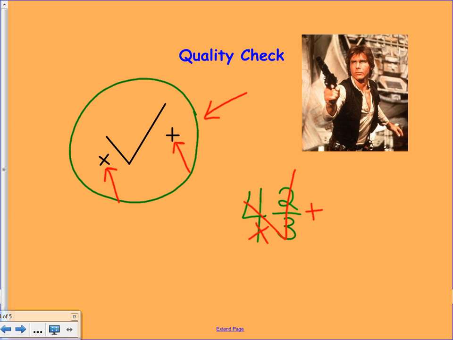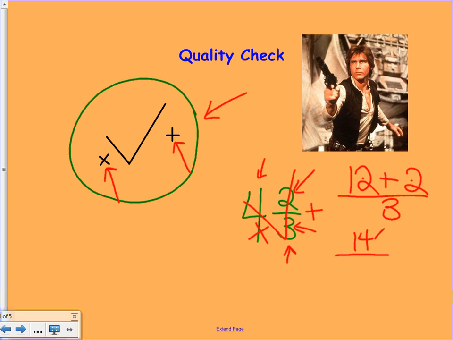So let's do this. Class, what is 4 times 3? Correct, it's 12. Now, we still have to add the 2. So what is 12 plus 2? Okay, good, it's 14. Now, we need a denominator. So our denominator is right here, and it's going to stay the same. So we had 12 plus 2, which equals 14, and our denominator stays the same. So the answer is 14 over 3. All right, let's try another problem.